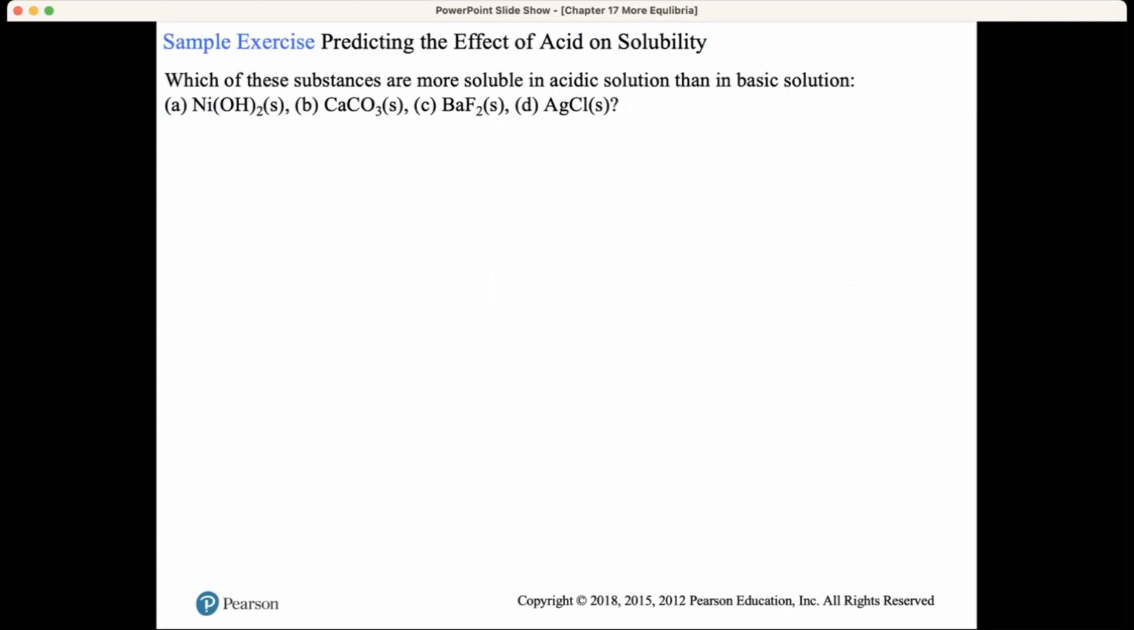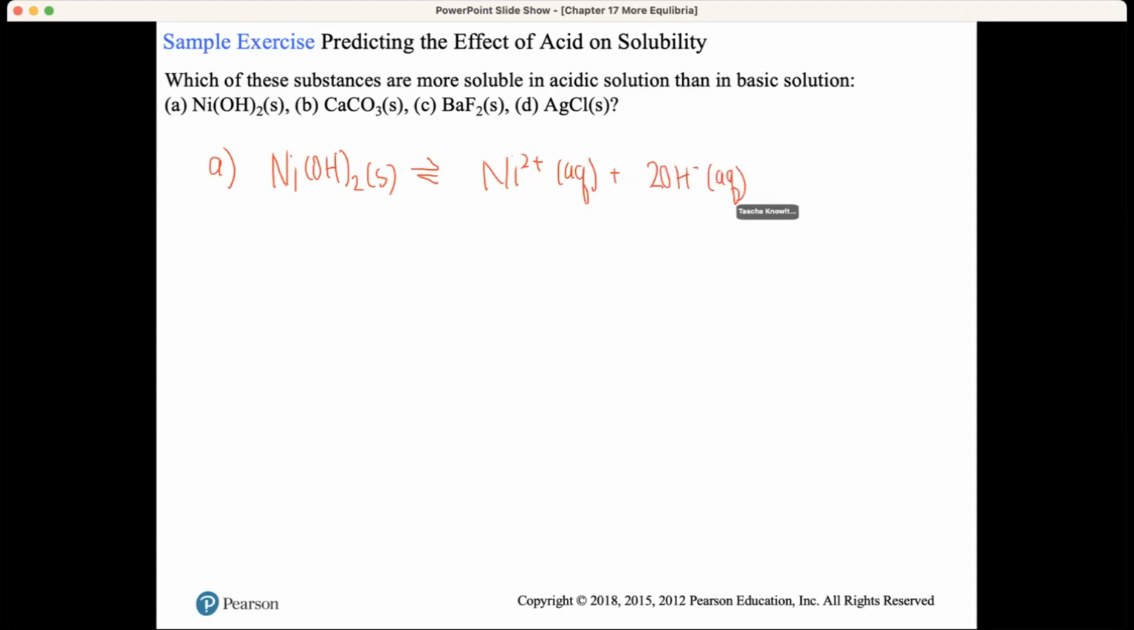So let's do these practice problems. Basically what we're going to do is decide, will my anions be more soluble in acidic or basic solution? So for A, I have nickel 2 hydroxide. It's going to go into nickel 2 plus and 2 hydroxides.